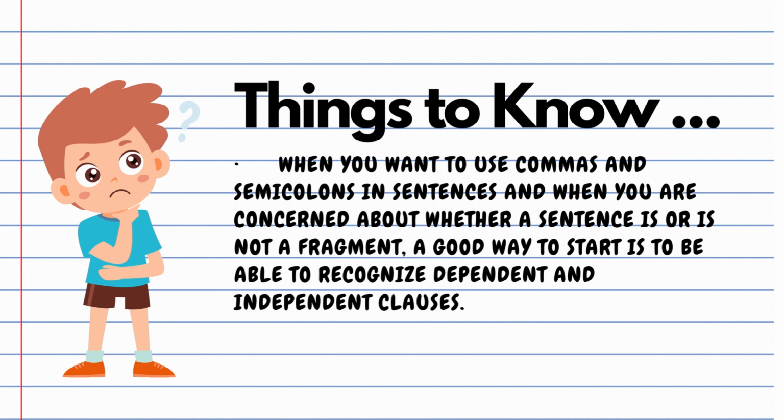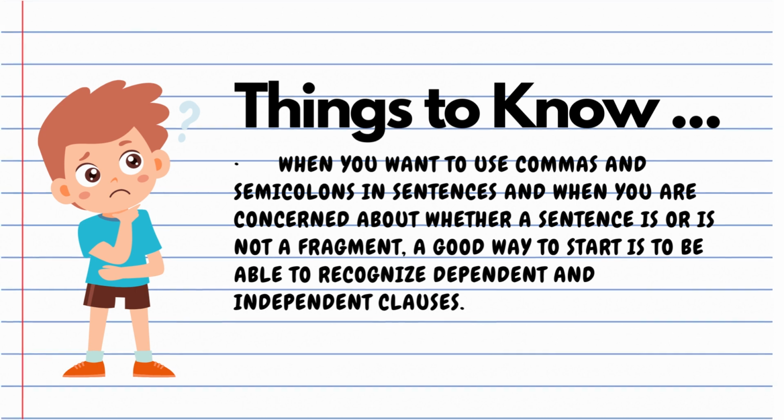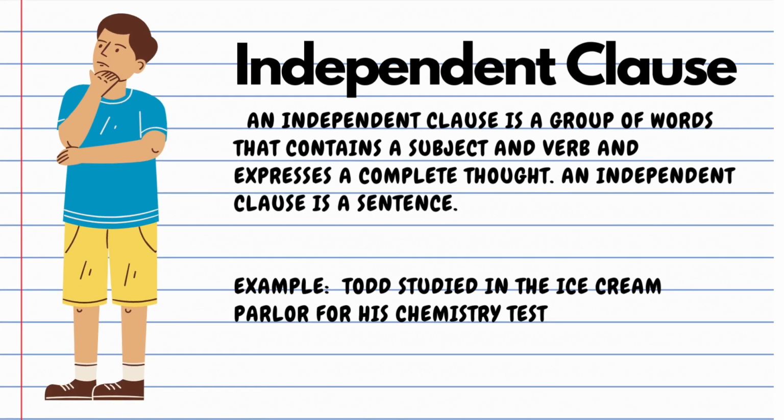I'm assuming some of you are good in the hood with this and you can skip this. So in terms of a loose sentence, you need to know what an independent clause is. And here's how Strunk and White define it. An independent clause is a group of words that contains a subject and verb and expresses a complete thought. An independent clause is a sentence. And then I have a model sentence there. Todd studied in the ice cream parlor for his chemistry test.